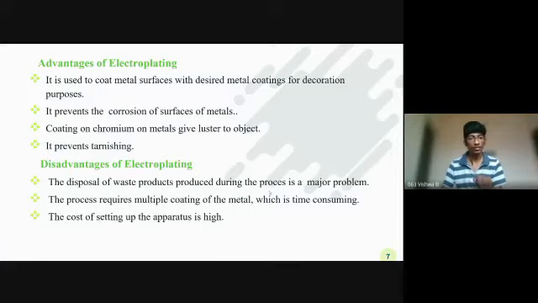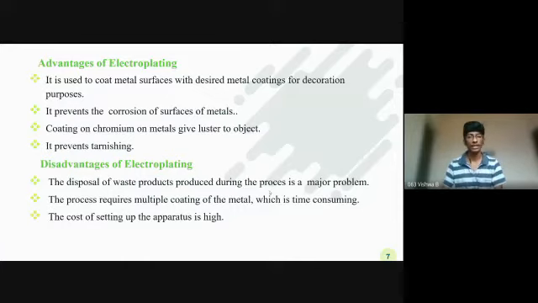The main disadvantage is the disposal of the waste products produced. The electrolytic bath is one of the most important disposal items, because it cannot be used elsewhere. Well, it can be recycled, but it is one of the disposable waste products. This process also requires multiple coatings of the metal, which is time consuming.